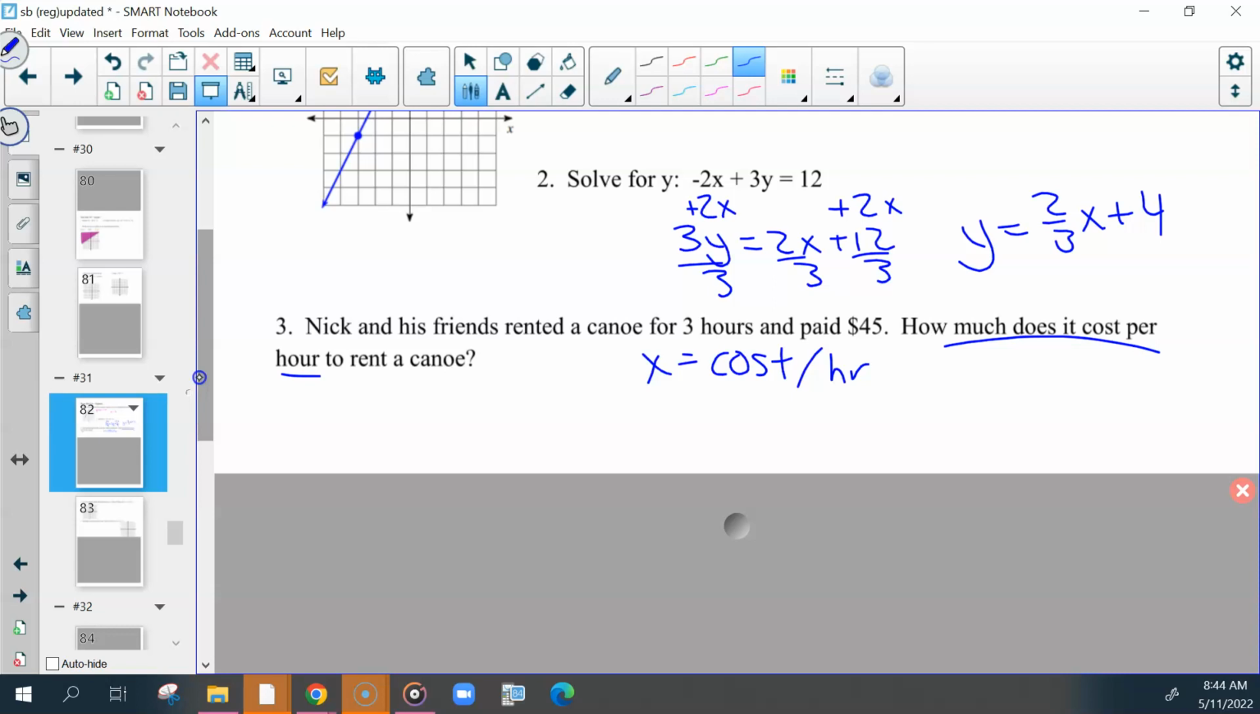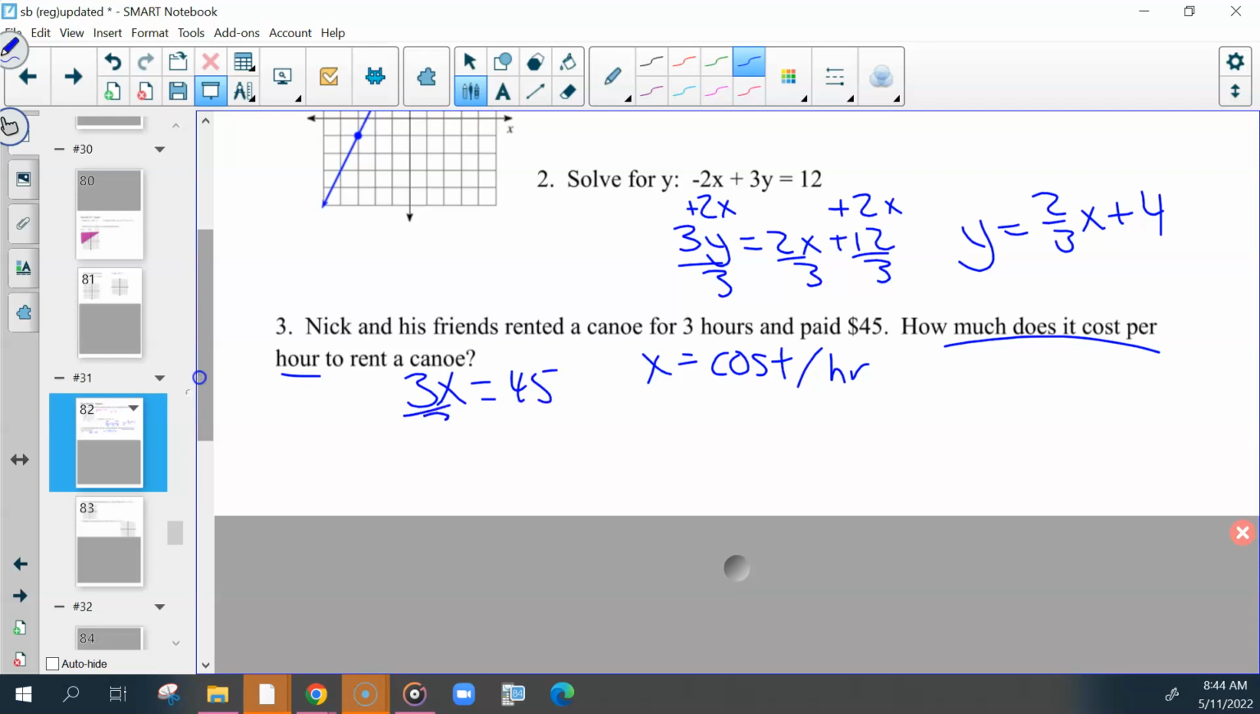And usually when we have something that's a something per something, we're multiplying that to something else. So this would be our cost per hour. We're going to multiply that times the number of hours, and we know our total is 45. How much did they pay per hour? $15. Questions on any of those three?